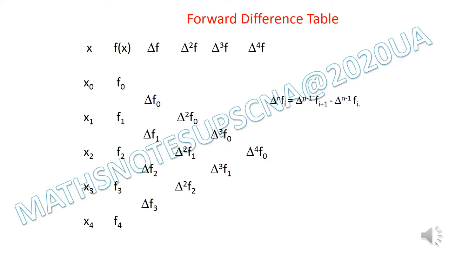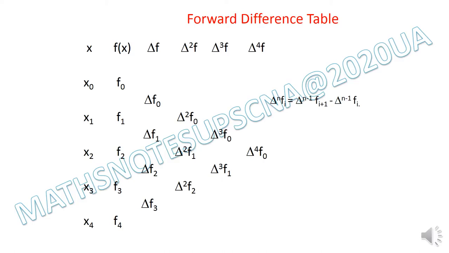So first order difference is denoted by delta f: delta f0, delta f1, delta f2, delta f3. What is the meaning of delta f0? That is f1 minus f0. Delta f1 is f2 minus f1. Delta f2 is f3 minus f2. Delta f3 is f4 minus f3.